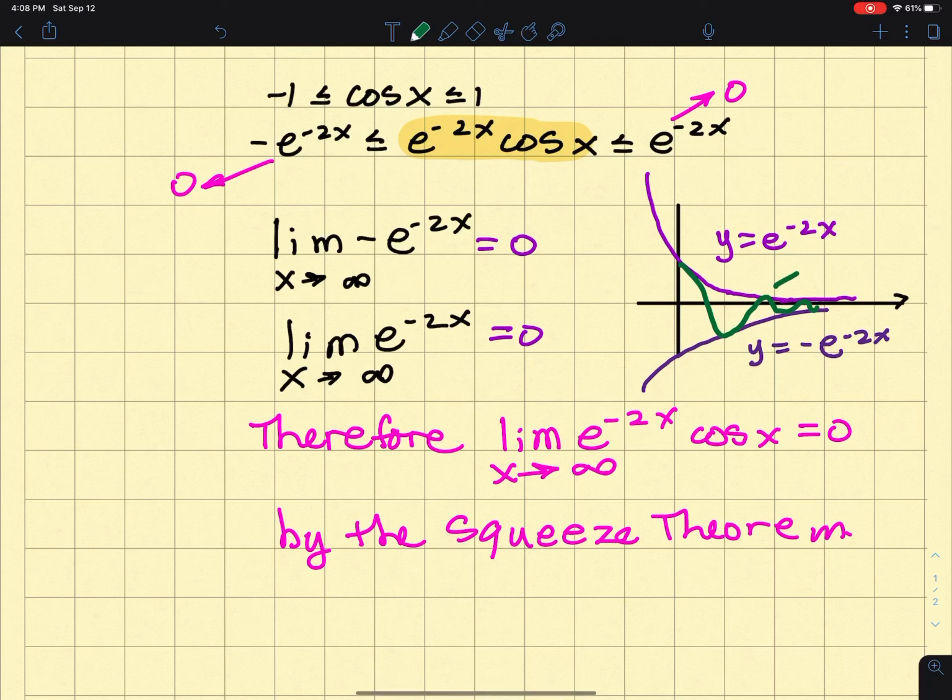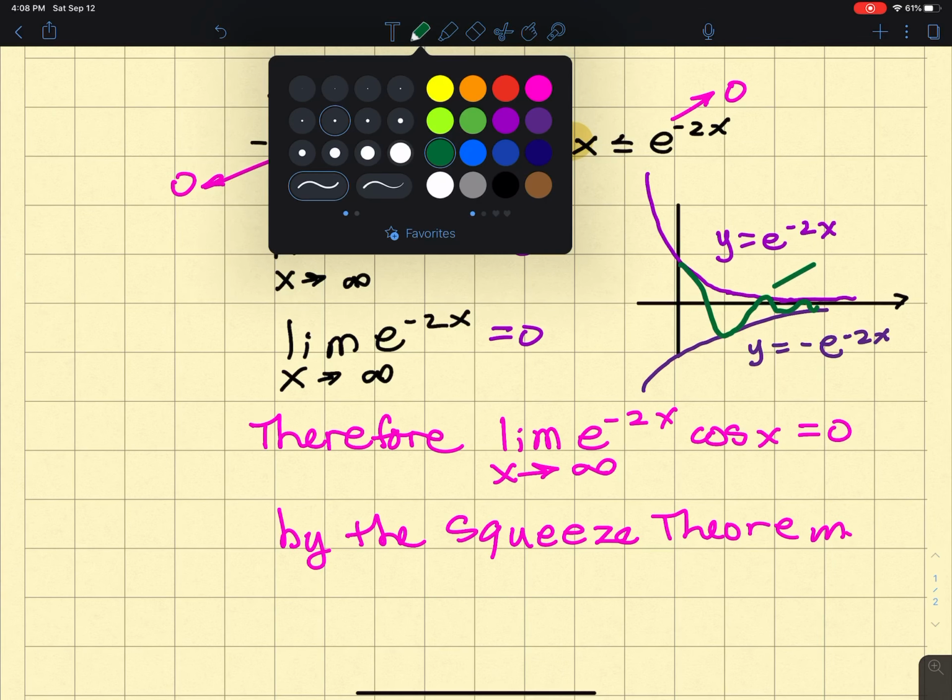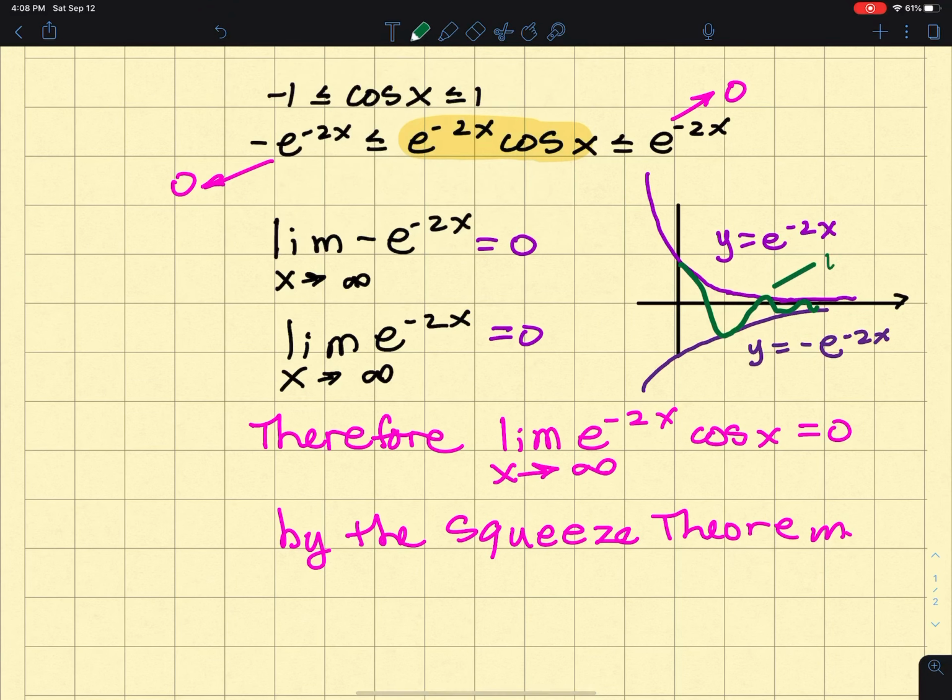So that function there is our guy. That's y equals e to the negative 2x cosine x. Right there. That arrow doesn't mean limit. That just means look over there. Direct your attention that way. Okay, so that's what our function looks like.